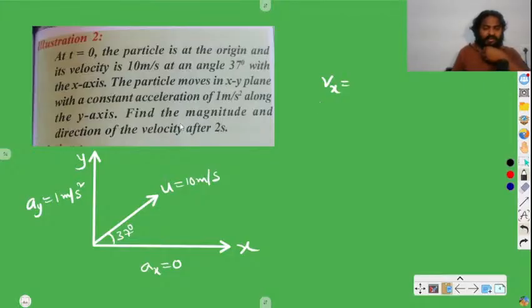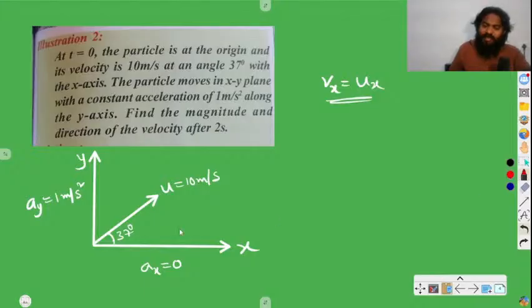So here V_x is equal to distance by time, you can use here. Now which distance will you take? For that purpose you should remember, we want to find the magnitude and direction of the velocity. V_x you have to find. V_x is equal to nothing but whatever the initial velocity is, the same velocity will be here, because there is no acceleration. So now let us find u_x.